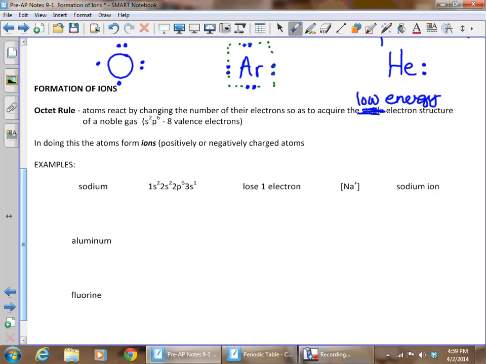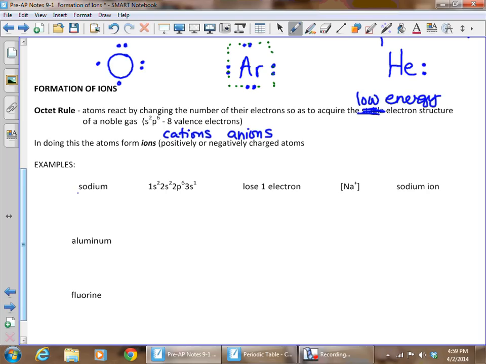And that noble gas electron configuration, that 8 valence electrons, is that driving force. That's very attractive, and that is why it's referred to as the octet rule. So atoms are going to form ions, either positively or negatively charged. Remember, if they're positively charged, they're going to be called cations. If they're negatively charged, they're going to be called anions. They're going to form these ions by gaining or losing electrons, and let's see how that happens.